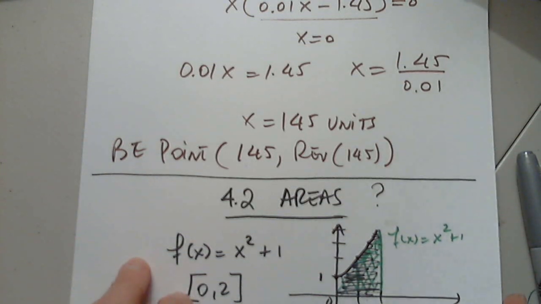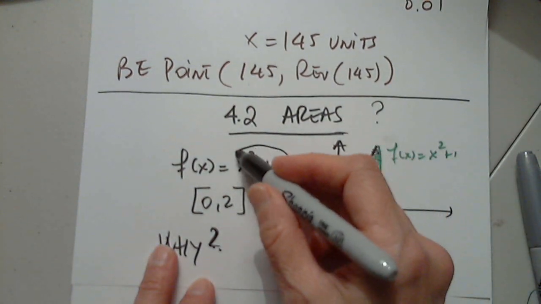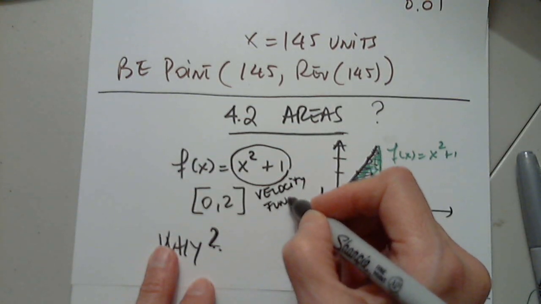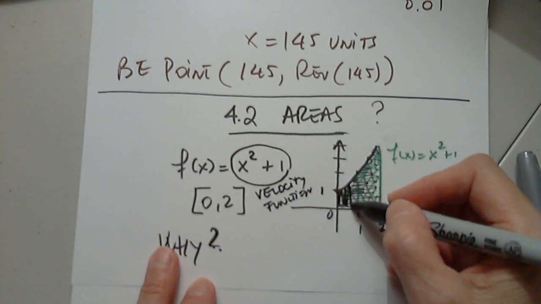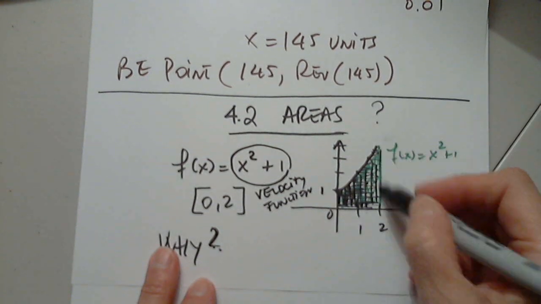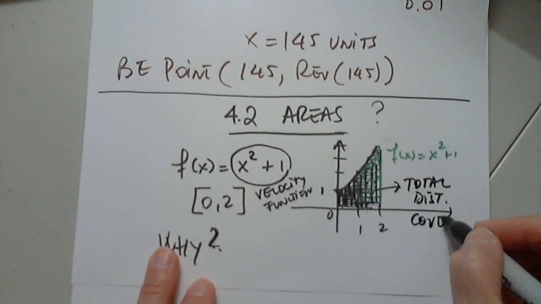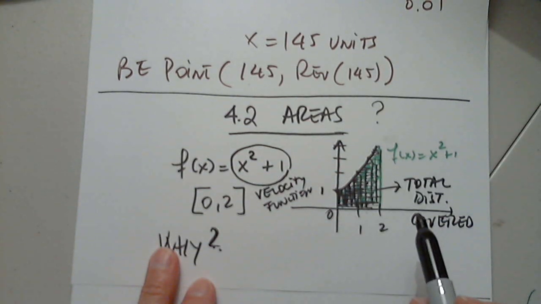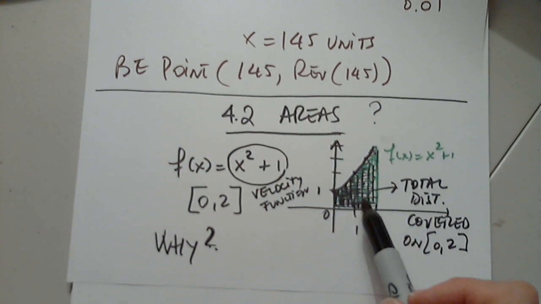Okay, here's the reason why we care about that area. Assuming that this is the velocity function, if I determine this area under the graph of the velocity function, I will find the total distance covered on this time interval between 0 hours and 2 hours, or 0 minutes and 2 minutes. Doesn't matter. On 0, 2. That's the reason why I want to find the area.